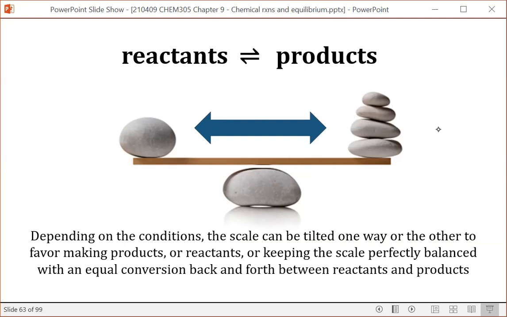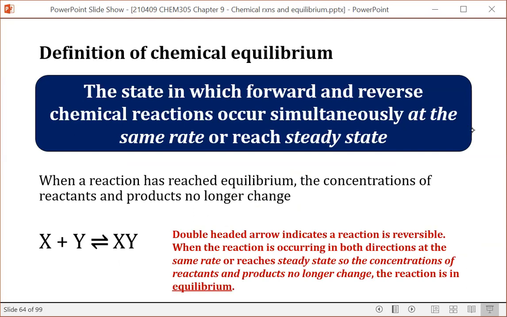It's staying perfectly balanced. And so again, we use that double-headed arrow to indicate that a reaction is reversible. And when a reversible reaction is occurring in both directions at the same rate and reaches eventually this steady state, which means that the concentrations of reactants and products are no longer changing, we then say that the reaction is in equilibrium.